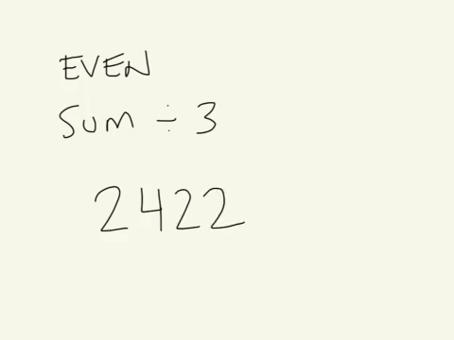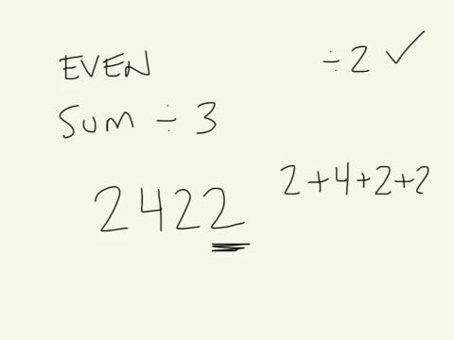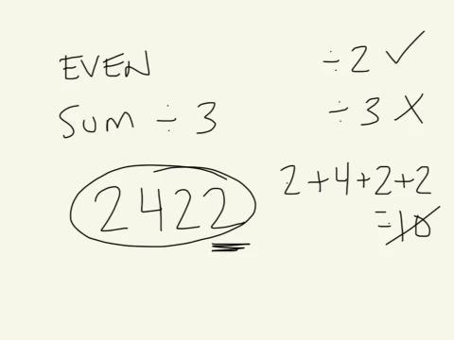So if we look at the number 2422, now we look at the ones place value, it has an even number, so it is divisible by 2. However, when we go 2 plus 4 plus 2 plus 2, it goes 2, 6, 7, 8, 9, 10. That equals 10. 10 is not divisible by 3, so this is not divisible by 3, which means that our original number of 2422 is not divisible by 6.